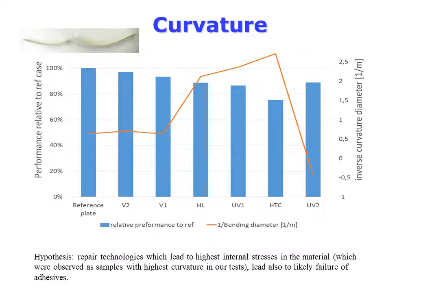The curvature of samples was measured using special software. The three-point circle was defined, and the diameter was calculated automatically. Here, we compare the curvature of samples after testing and their relative strength. We can see some correlation. It can be assumed that technologies which create residual stresses also lead to early failure. As said, the curvature of samples reflects the internal residual stresses.